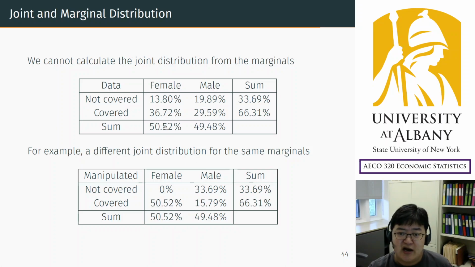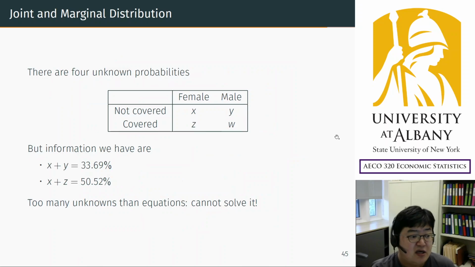So, we know this is true because we already saw the data. But without looking at the data, this can be possible, right? These numbers are also consistent with those marginal distributions. So you cannot recover the full joint distribution. You don't know what is wrong and what is right. That's the problem.